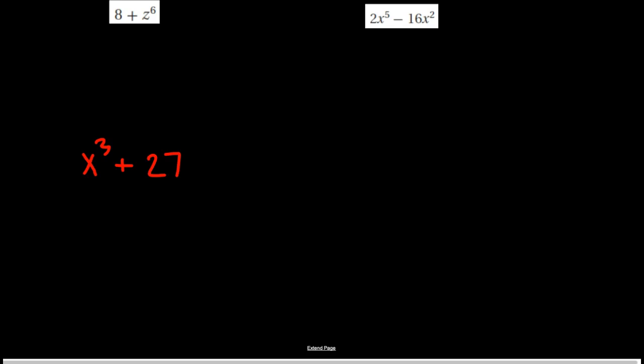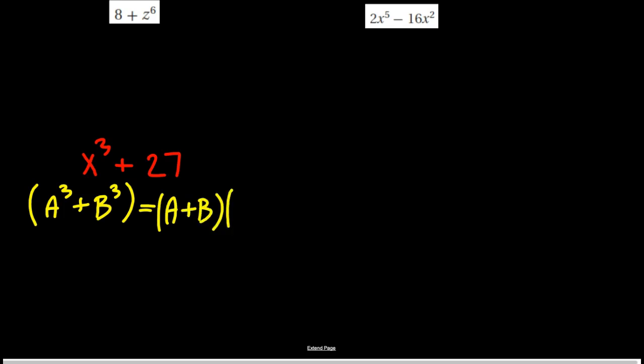I actually wrote the first 5 perfect cubes over here. 8 is 2 times 2 times 2. 27, 3 times 3 times 3. 64, 4 times 4 times 4. 125, 5 times 5 times 5. Okay, so this is going to factor using this identity, which is a cubed plus b cubed. That's just for any perfect cube. Is going to equal a plus b. That's the cube root of a cubed. So a plus b times a squared minus ab plus b squared.